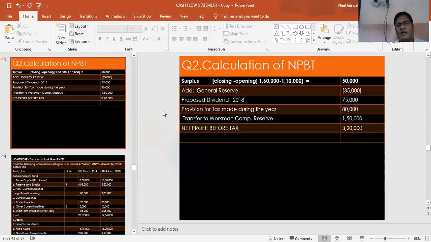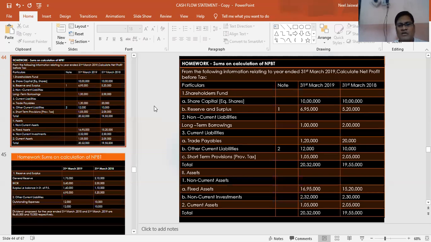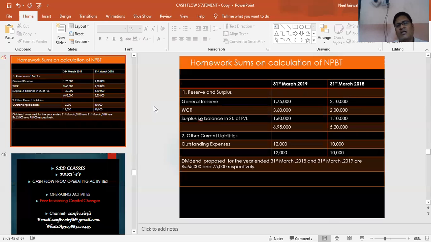So this is our calculation and we have got it. Now the homework is there, students. Similar type of sum, with a little bit of change of numbers, and these are the other informations. Please do the sum and share with me.